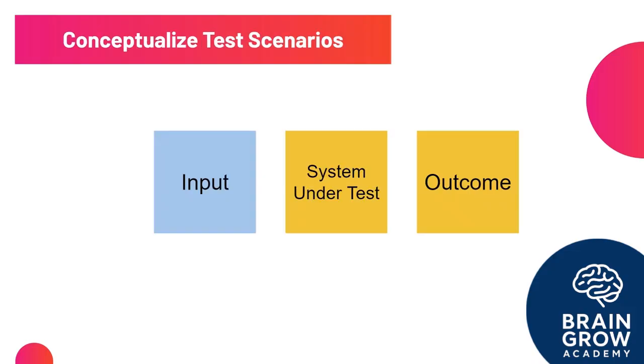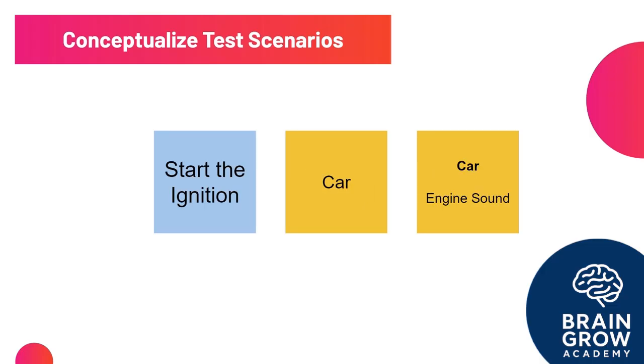Whenever you want to write production code, you should think about 3 things. What is the input of the code you want to implement? What is the outcome? And which function, method or class should receive the input and conclude the output? Imagine that you want to test if a car ignition works correctly. When you start the ignition, you should hear the car engine sound. The input is starting the ignition, and the outcome is the engine sound.